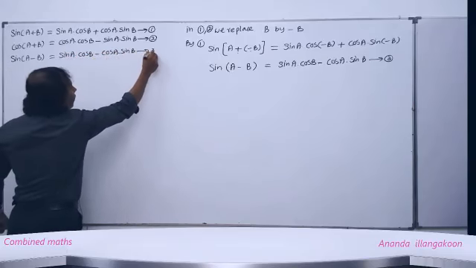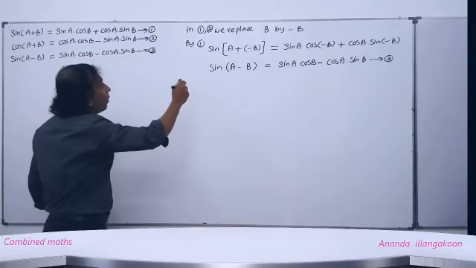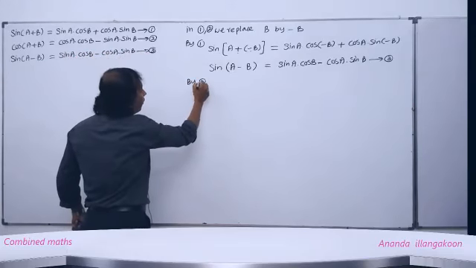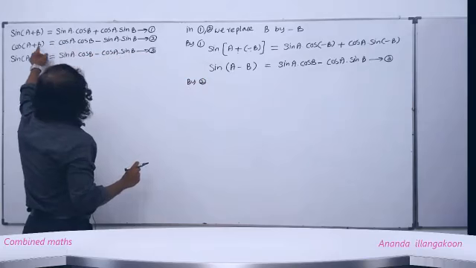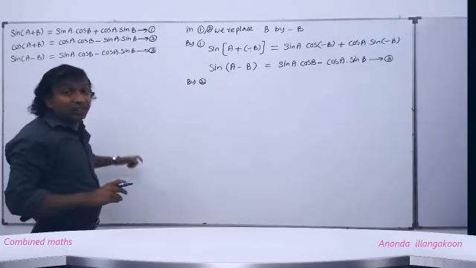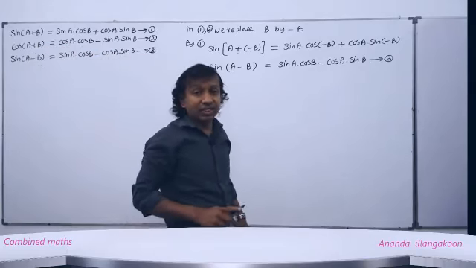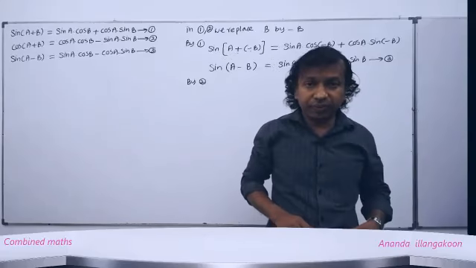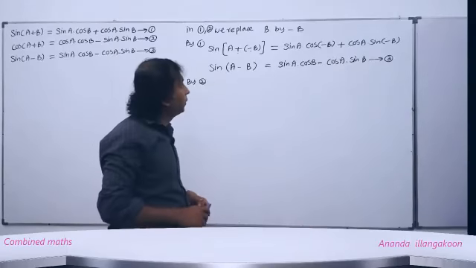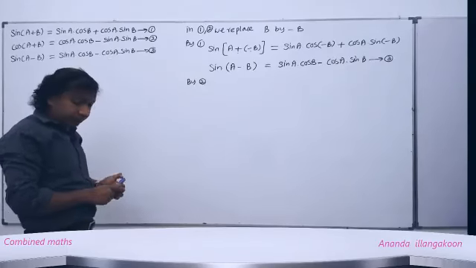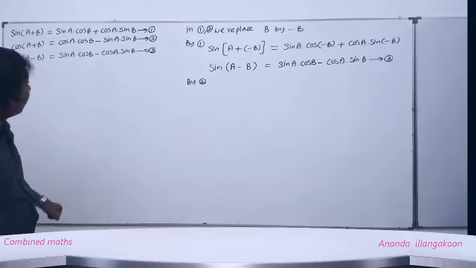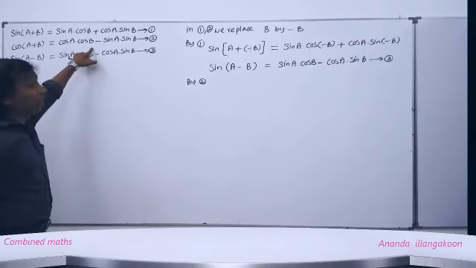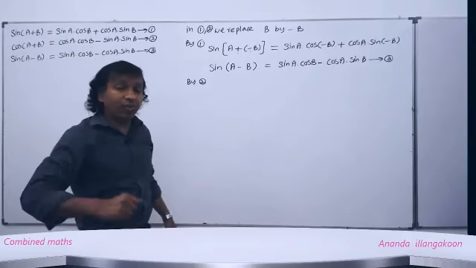Number 3. By number 2, using this, replacing B by minus B, give me the next formula, the fourth one. By number 2, take that, people. Replace B with minus B in number 2 and get a formula for cos A minus B, children.